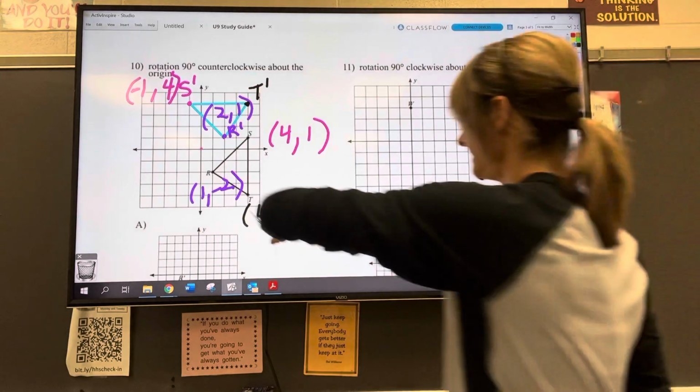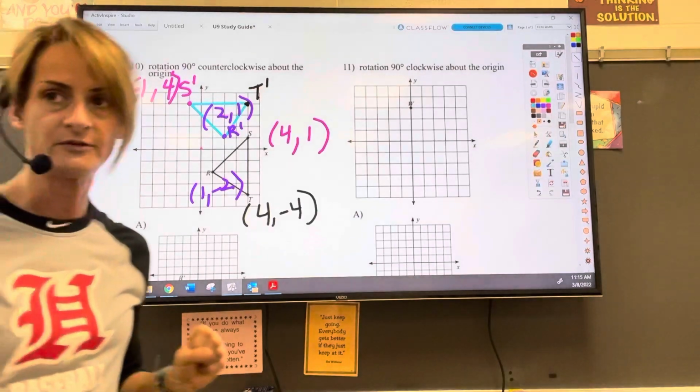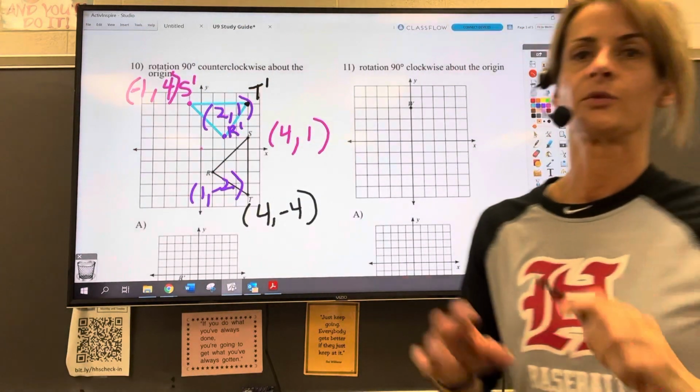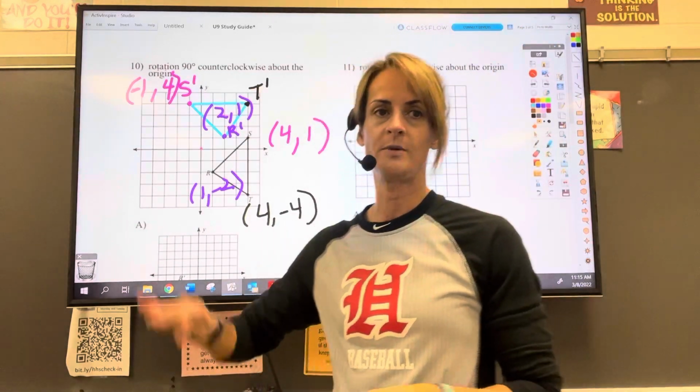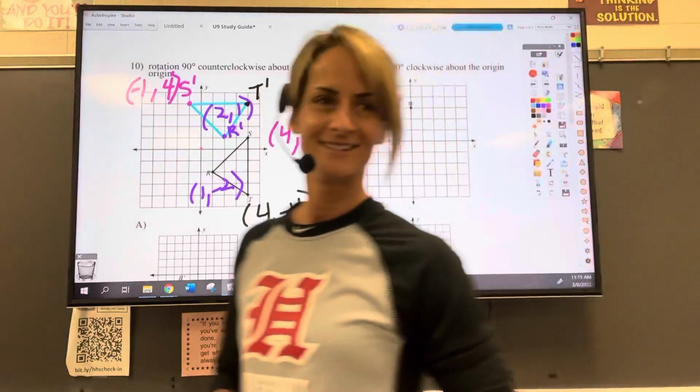And that figure rotated 90 degrees counterclockwise. That's the most difficult one. And normally you don't have to rotate 3 points. You'll only have to rotate 1 point. It won't be as messy as this. That's it. Are we good? All right.